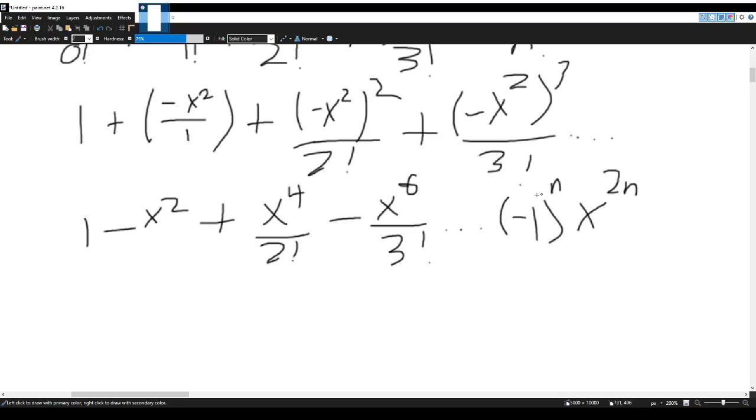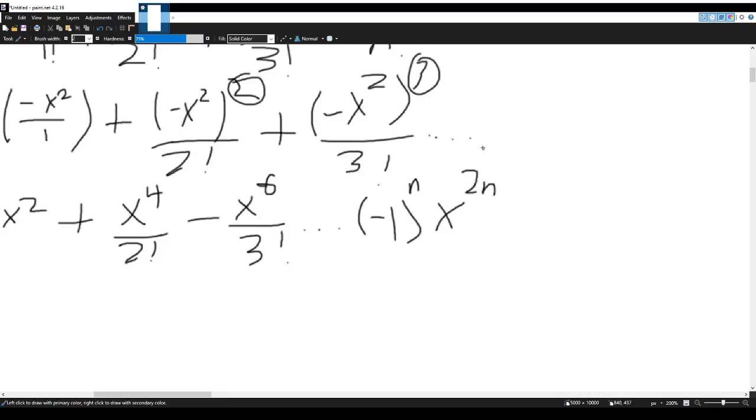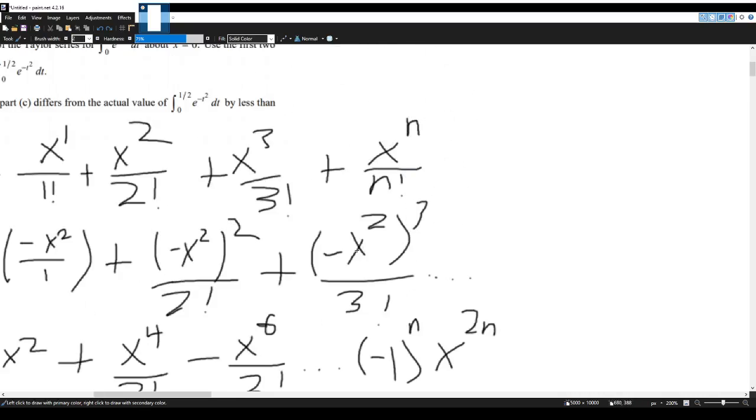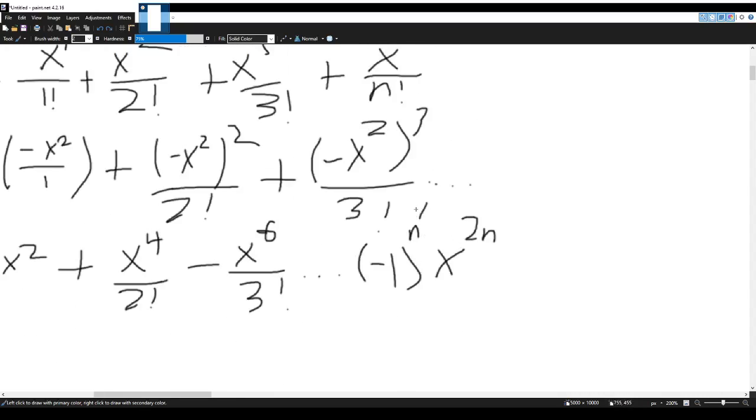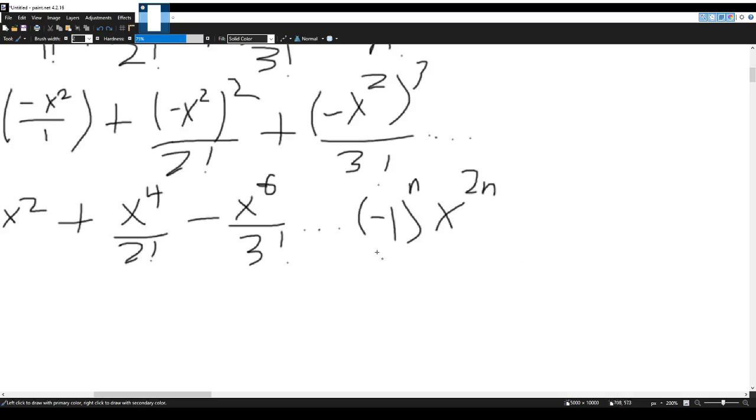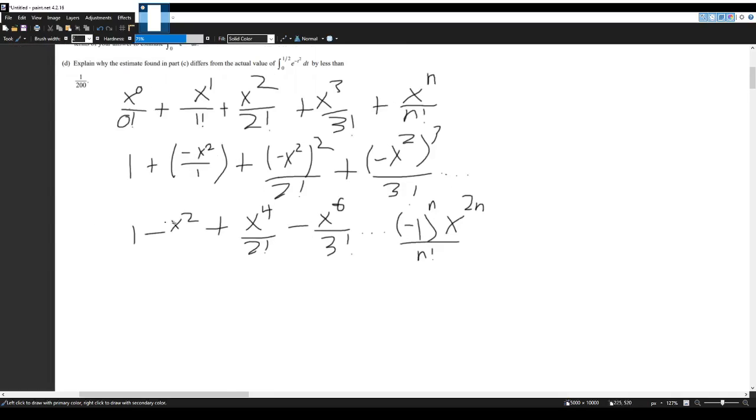All right, and so that takes into account the 2 that you get from the x squared, and also the negative that you get from the negative x squared. And that just subs in with the n here, right? Kind of just distributing that n to both of them. Anyways, and then divided by, of course, n factorial. So this is the general term.